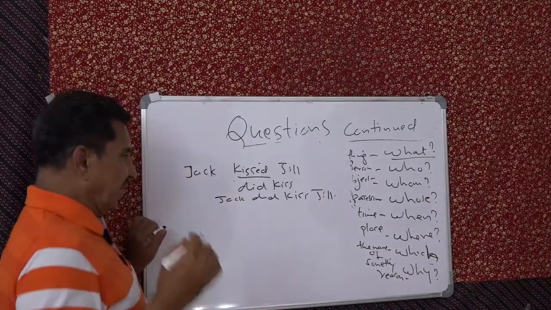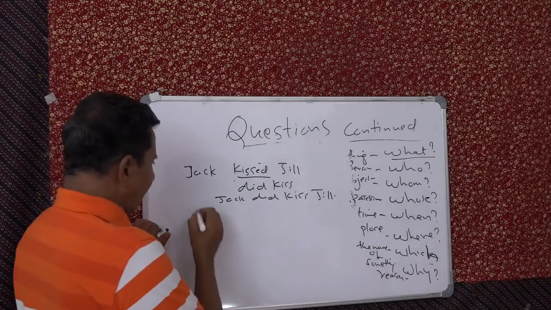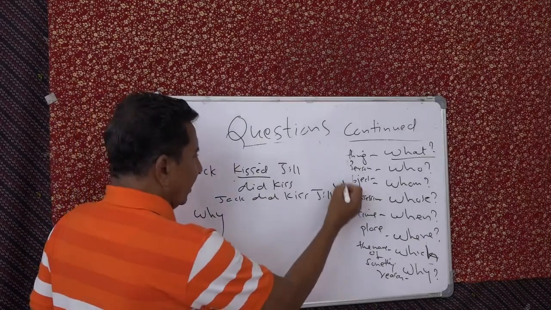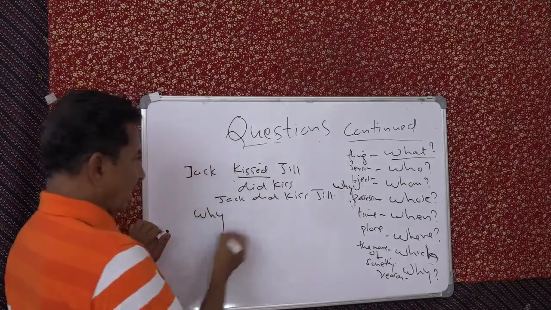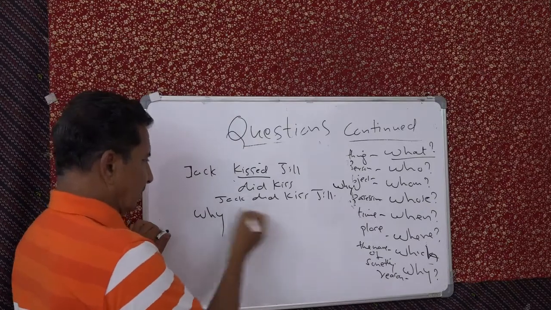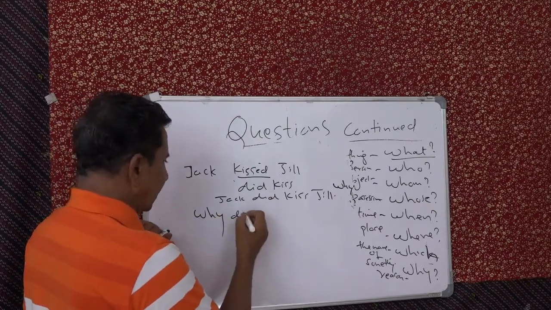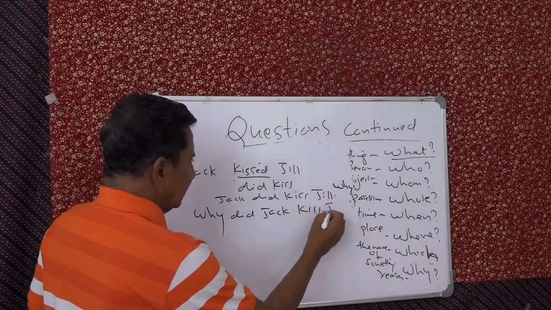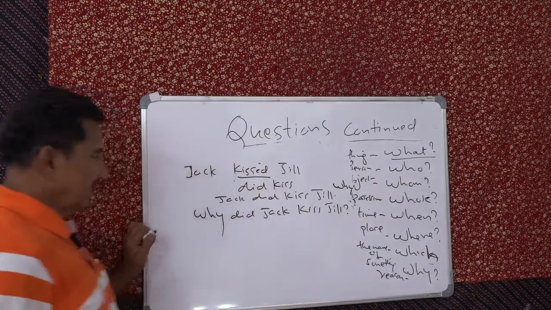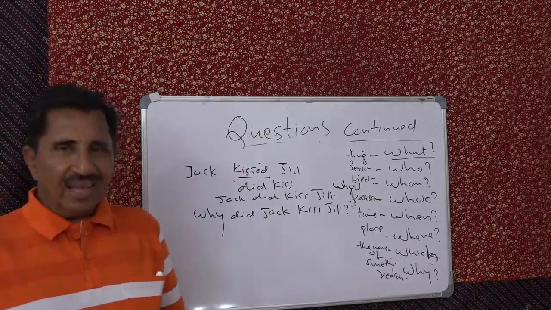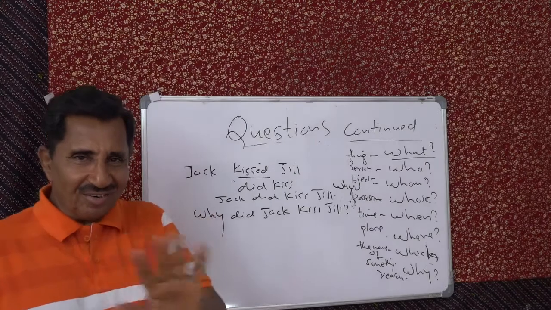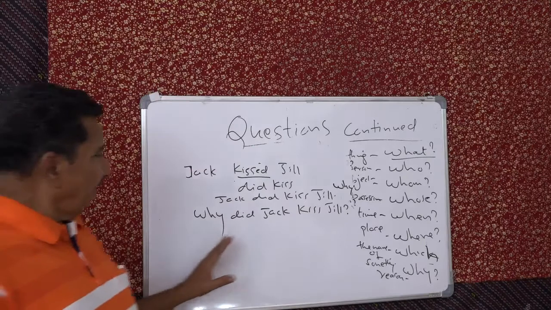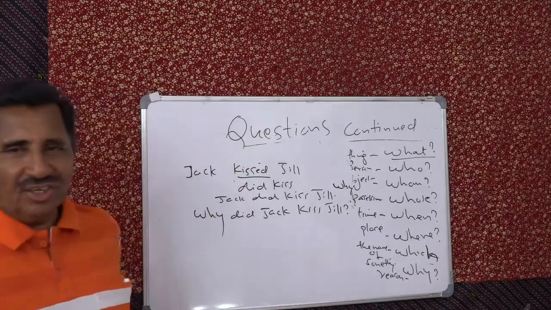Now you want to know why, the reason why. You write down the question word at the end: Jack did kiss Jill, why? Bring it here, and reverse here, inversion or change. Why did Jack kiss Jill? I wanted to write kick, but that's not a good word. Kiss is a good action. Therefore, why did Jack kiss Jill?